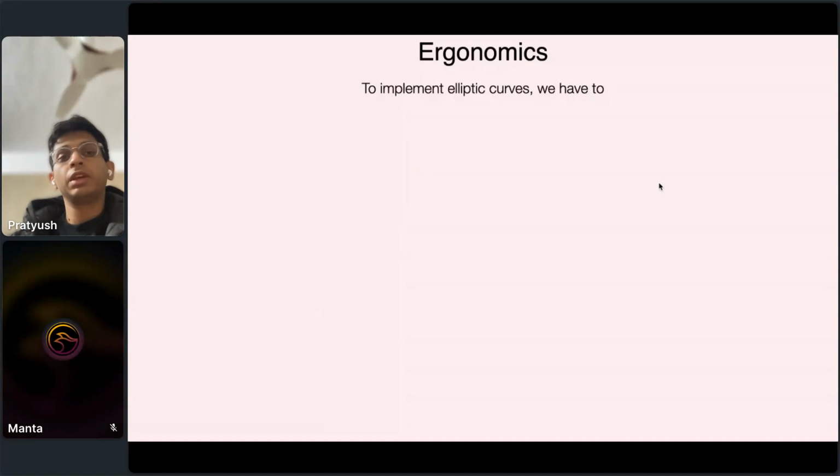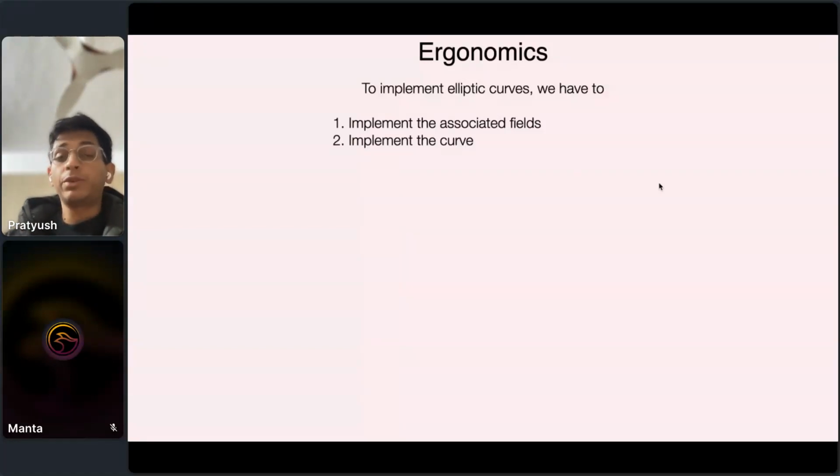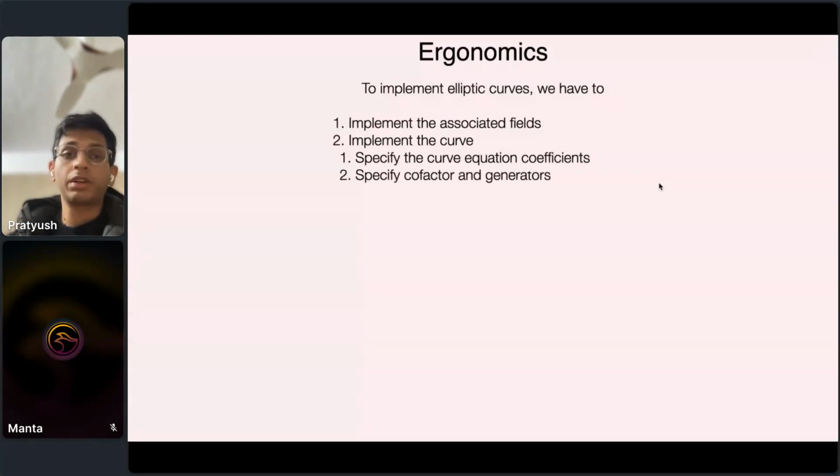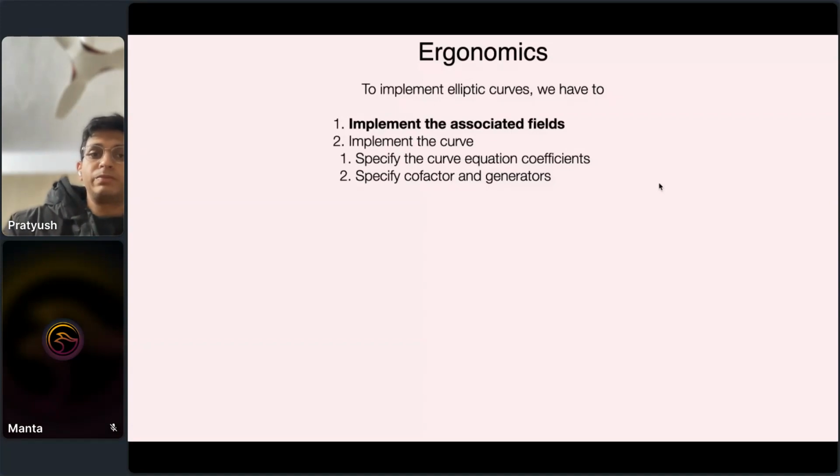So in terms of ergonomics, let's take a case study of implementing an elliptic curve. In this task, we have to first implement the associated fields for the elliptic curve, such as the base field and the scalar field. And then we have to implement the curve itself, which involves specifying the coefficients of the curve and then specifying the cofactor and generator, basically the information which defines the elliptic curve. All right, let's see how we can do all of these steps in Arkworks.